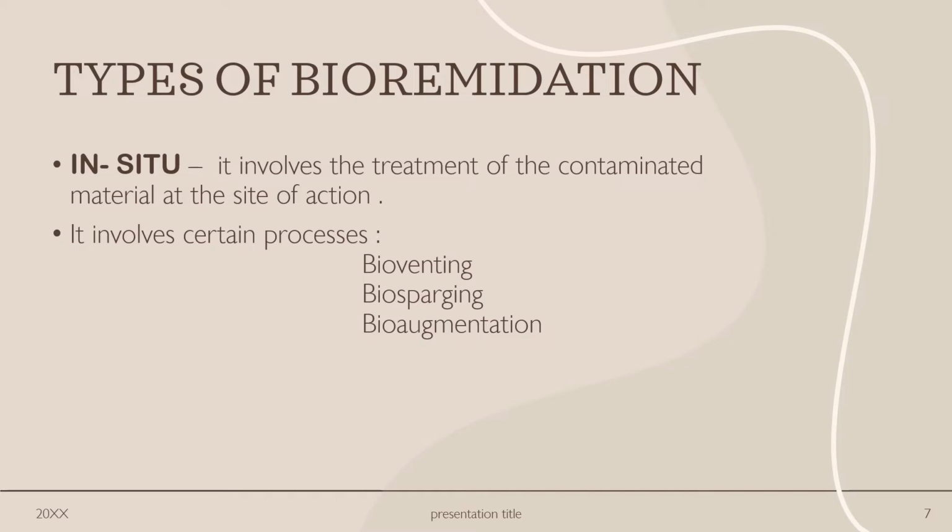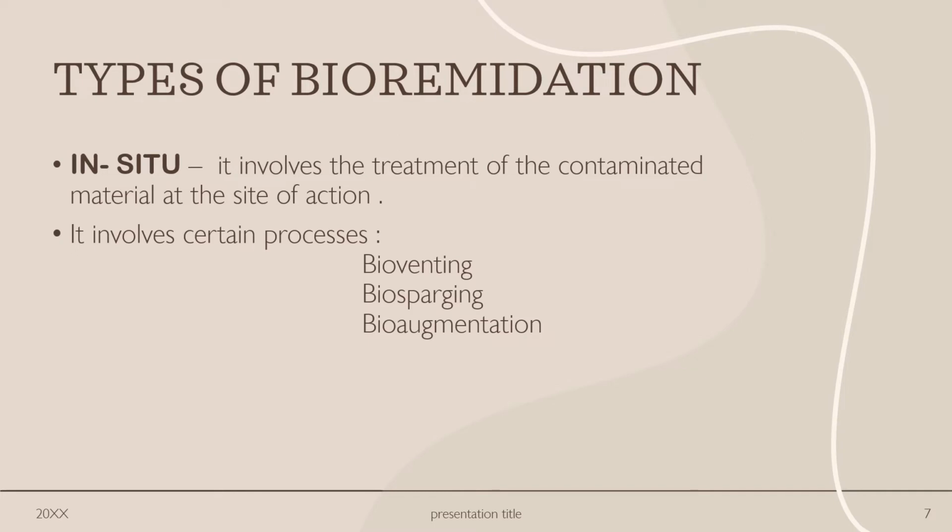Now what is bioventing? Bioventing means the supply of air and the nutrients through wells to contaminated soil, and this is done to stimulate the growth of the indigenous bacteria. It is used for simple hydrocarbons and can be used where the contamination is deep under the surface.